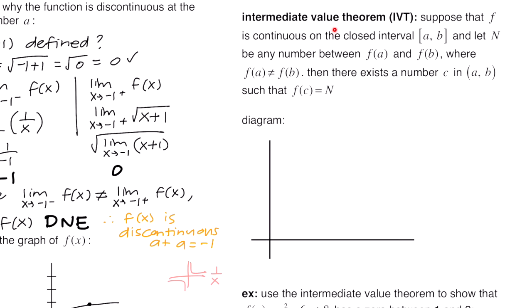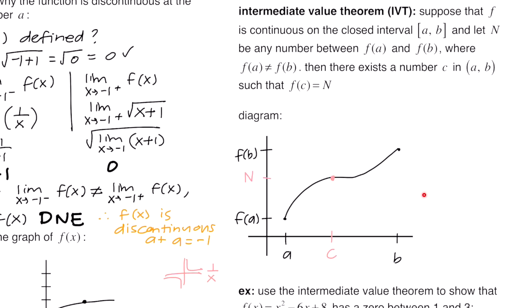Finally, we have the intermediate value theorem. Suppose that f is continuous on the closed interval from a to b, and let capital N be any number between f of a and f of b, where f of a doesn't equal f of b. If that's the case, then there exists a number c in the open interval such that f of c is equal to that capital N value.